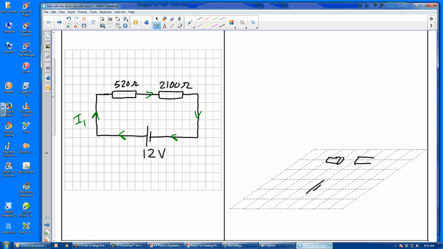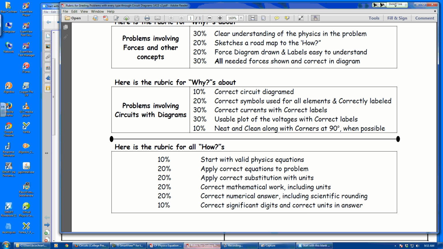So, now, what was the verbiage on points for the plot? What does the plot have to be? What does the plot have to be? We'll come back to that question.